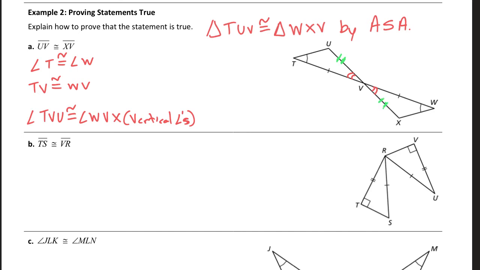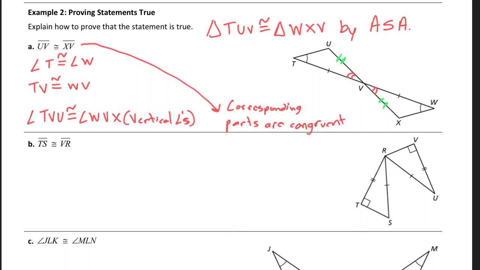We can assume that they are congruent because corresponding parts are congruent. So UV is congruent to XV because corresponding parts are congruent. Okay? So if I say two triangles are congruent, their corresponding parts are also congruent. So it's taking what we can assume.